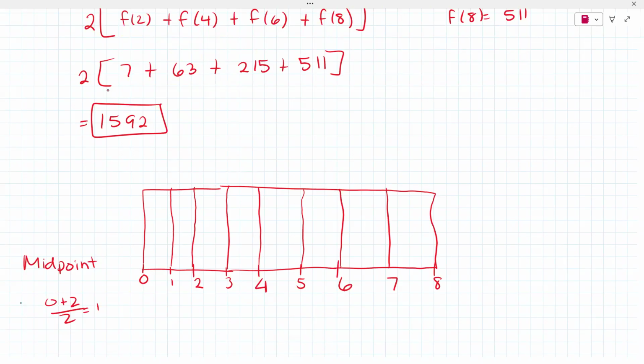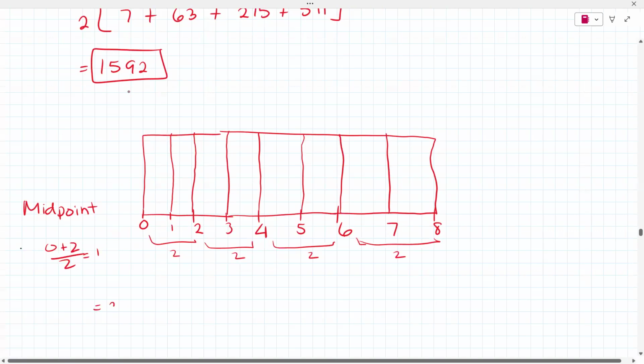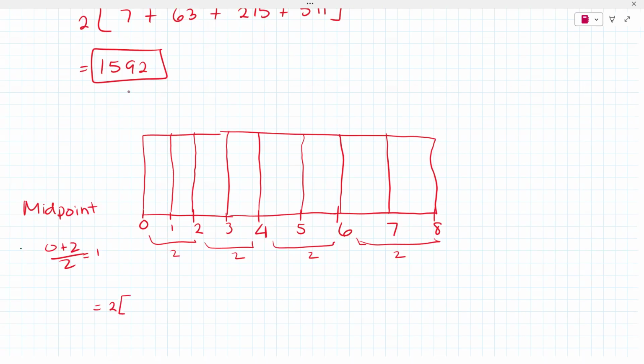Let's see. So our delta x from 0 to 2 is still 2. The same thing with 2 to 4, it's 2. 4 to 6 is 2. 6 to 8 is 2. So our delta x is 2, so you can just factor out that 2. And what you have to do is, so the midpoints, you're not doing the right or the left, you're doing the midpoint. So you got to find f of 1, f of 3, f of 5, and f of 7.